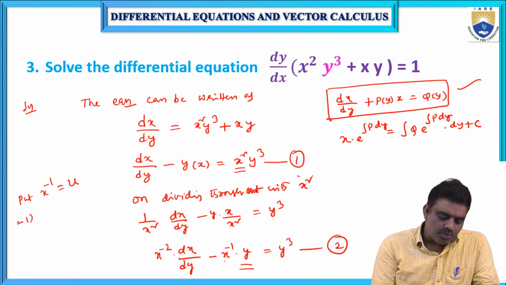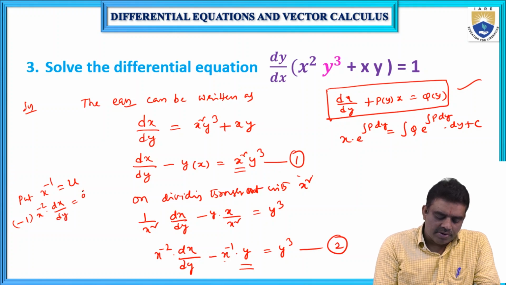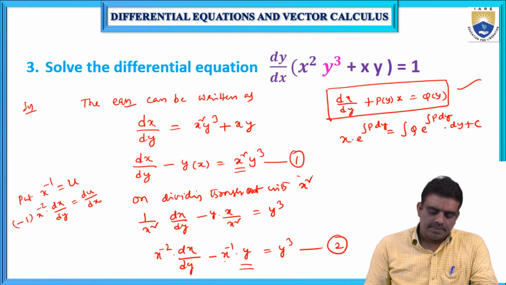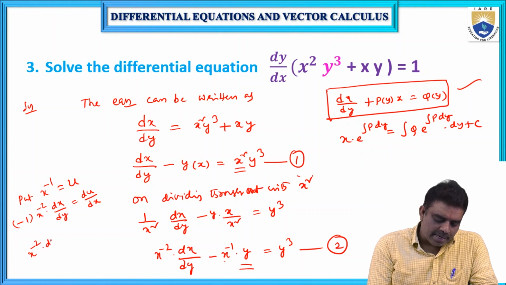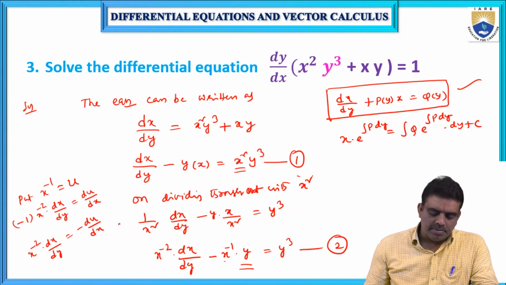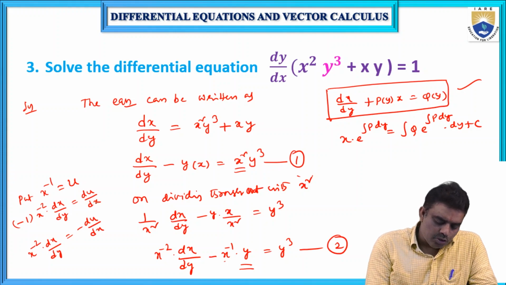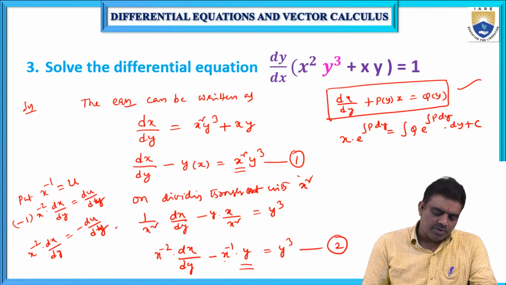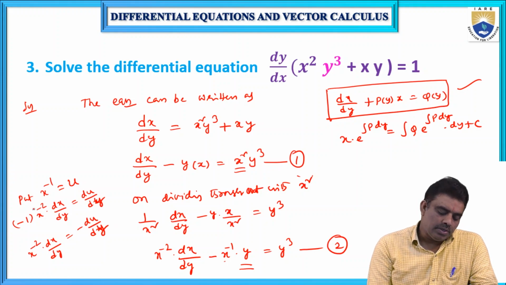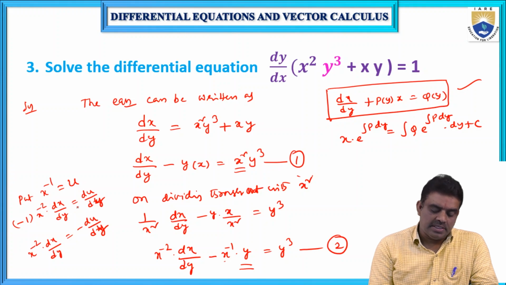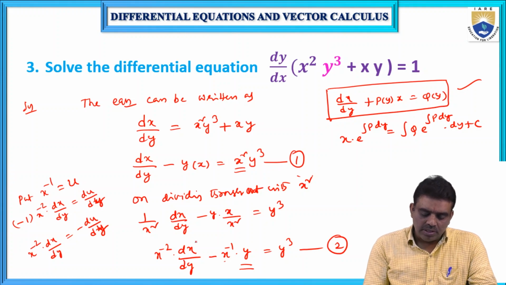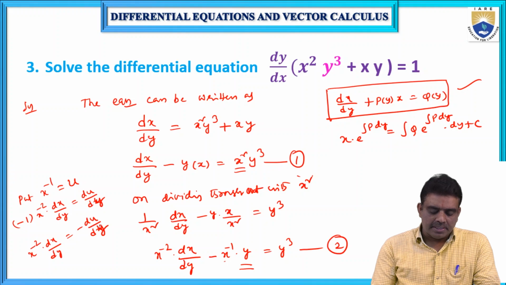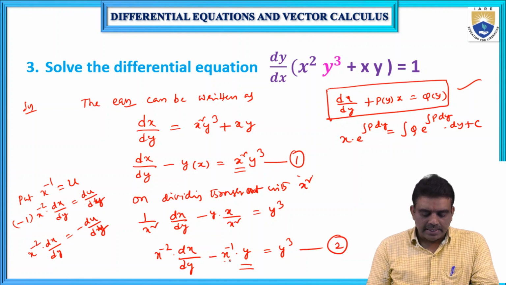Then n into a power n minus 1 x power minus 2 dx by dy is equal to du by dx. Or what I can write, x power minus 2 dx by dy is equal to minus du by dx, because du by dy, not du by dx, because we are differentiating with respect to y. So n into a power n minus 1 dx by dy is equal to du by dy. So the first term in the equation 2 is replaced by minus du by dy, minus x power minus 1 is replaced by u into y is equal to y cube.